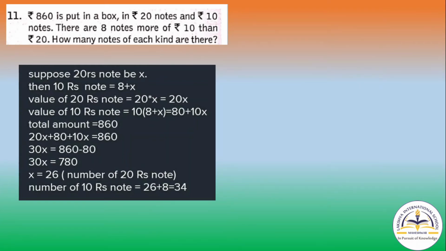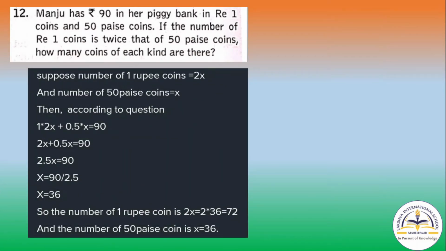So, here we have taken x as the number of 20 rupees notes. So it is 26. Now, the number of 10 rupees notes is 8 plus x. Now, 8 plus 26 means 34 notes. Now, question number 12, you have to solve in the same manner.